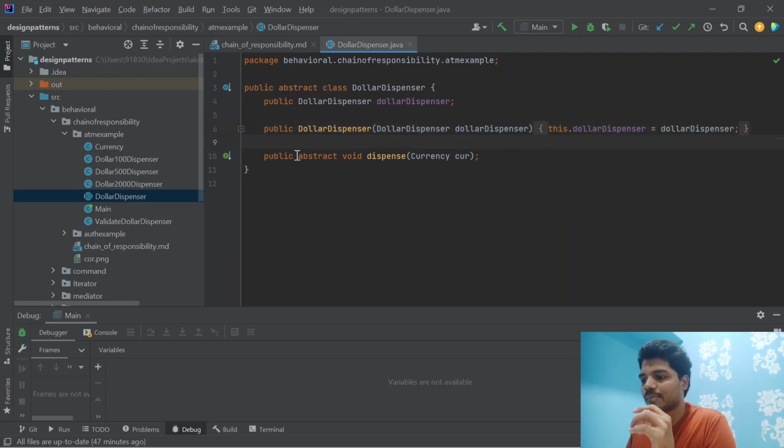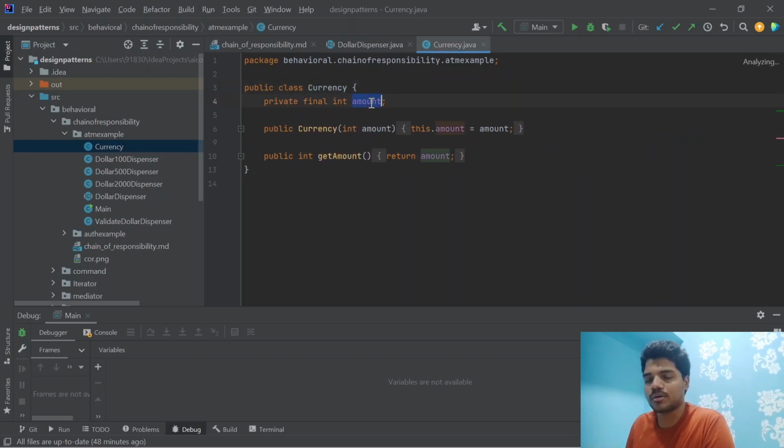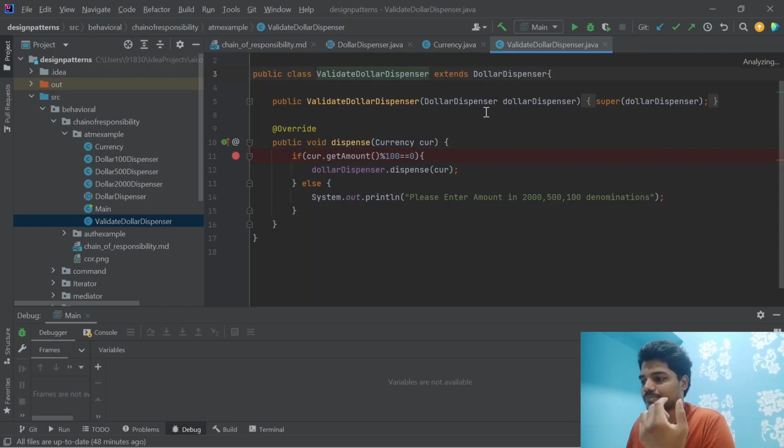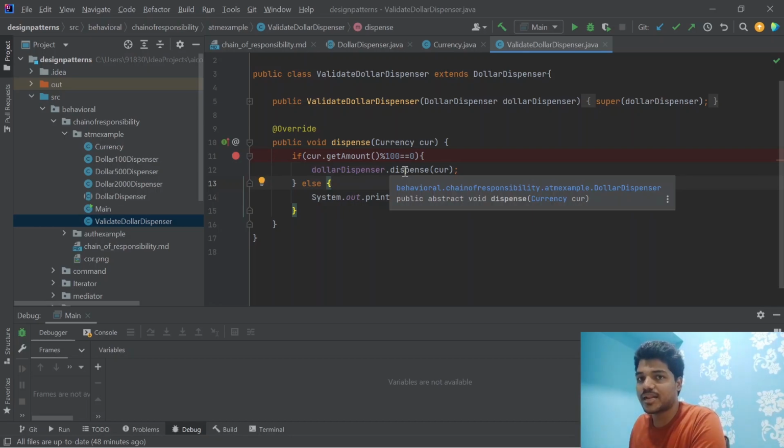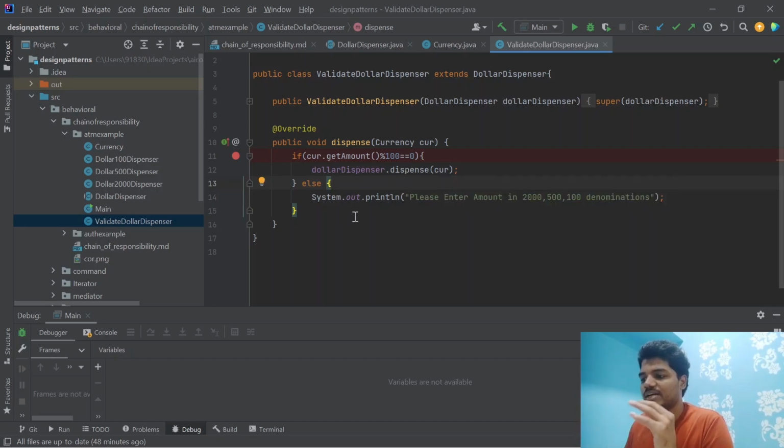Its job is that it has one abstract function called dispense. It will check, passing the currency as an argument. The currency basically has an amount, that's it. So first let's see validate dollar dispenser. It will check if the amount modulo 100 is 0 or not. If it is 0, it will hand over this particular job to the next in the chain, that is 2000. If it is not 0, it will fail straight away and say please enter the amount.